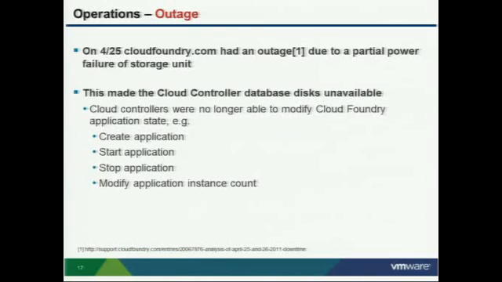I'm going to talk a little about an outage we had, which occurred due to a power failure to a storage unit. The interesting thing is not why the outage happened, but the effects it had. It took out the cloud controller database, which is where we store all the persistent state about how many application instances should be running and so on. So that database went away, and we no longer knew how many application instances should be running. You couldn't, as an end user, create new applications, or start or stop them, or say, I want 5 more instances.